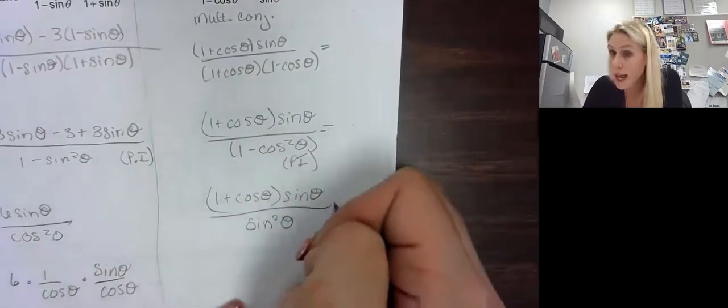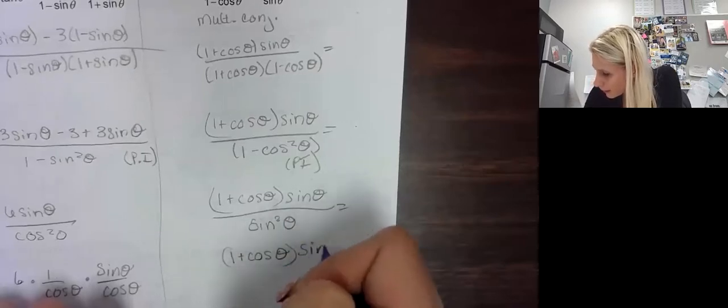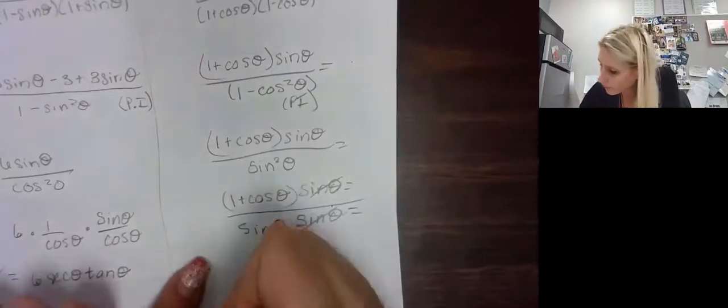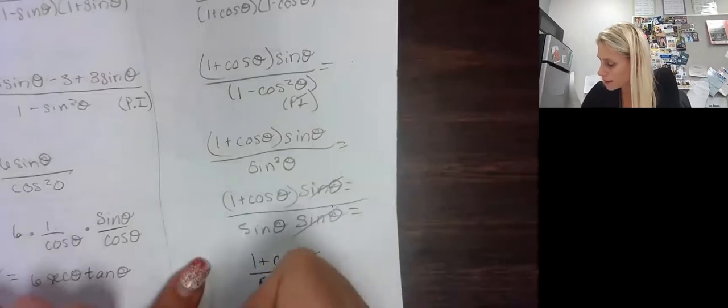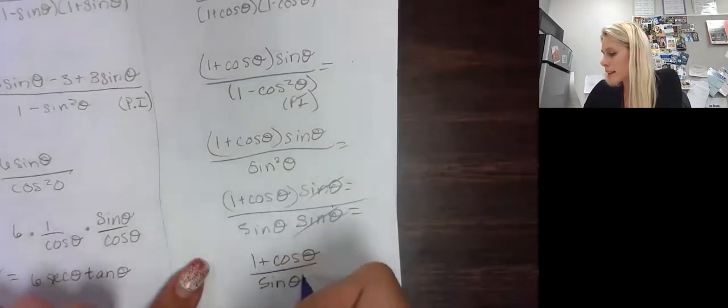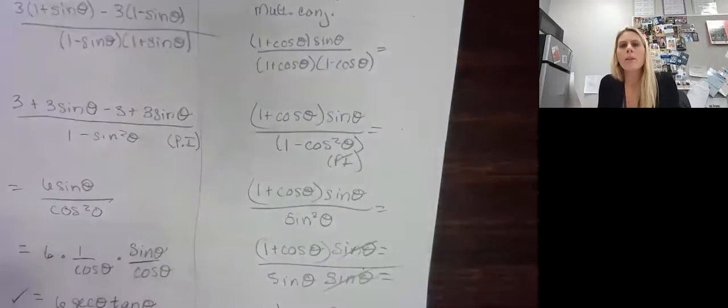Again, I know it's so tempting to do the next step and just go straight to the answer, but the reason why I can cancel out is because if I separate the sine squared to sine theta times sine theta, now I can see that those equal 1, and I'm left with 1 plus cosine theta over sine theta.